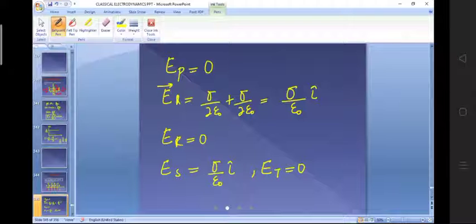Okay. Then accordingly, you can say that the electrostatic field in region number first is 0. In region number second, it is sigma by epsilon naught i cap. In region number third, it is 0. In region number fourth, it is sigma by epsilon naught i cap. In region number fifth, the electrostatic field is again equal to 0.